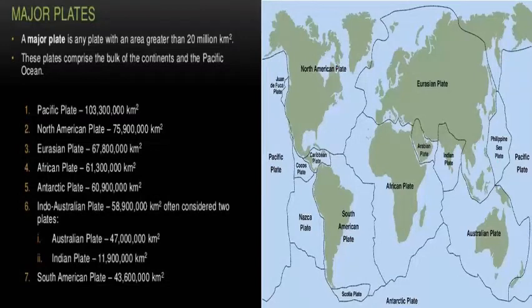Plates can be divided into three major types: the major plates, the minor plates, and the microplates. These are divided based upon the area that they encompass. These are the major plates which you are seeing over here. The major plates must have an area greater than 20 million square kilometers. Most of these major plates consist of both continents and oceanic areas. So you can see the major 7 plates over here.